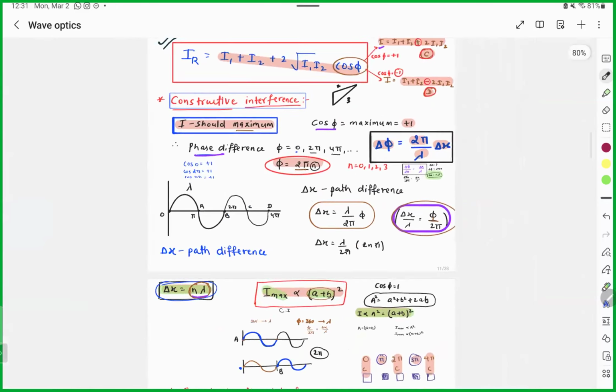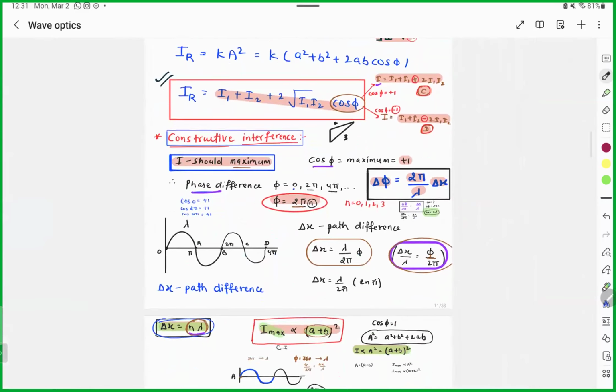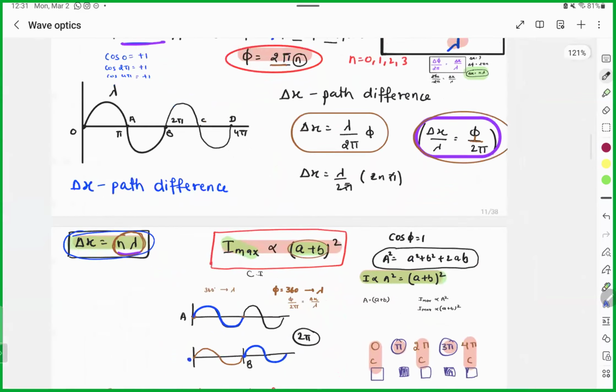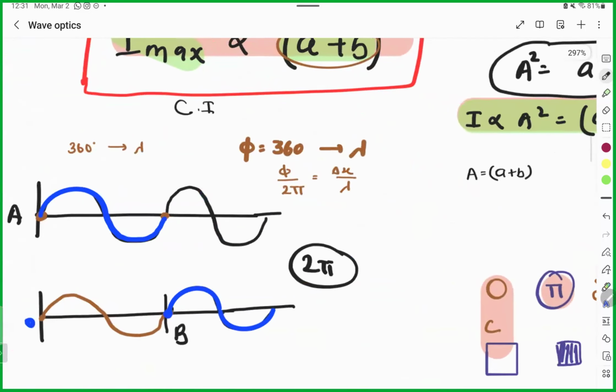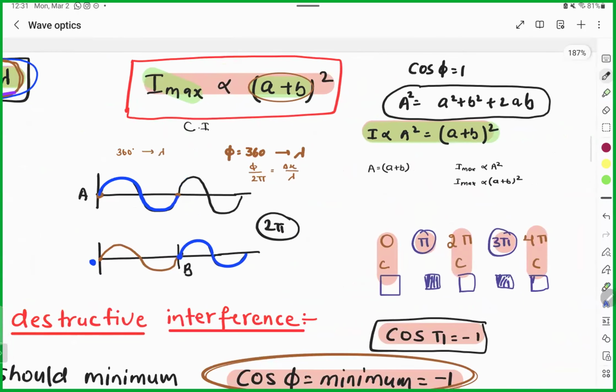Anybody have any doubt in this? No, sir. If you don't have doubt, we already discussed this: two waves of the same nature will be added, and you will see constructive interference at 0 degree angle, 180 degree, 360 degree angle, and then 2 pi difference. Every time a 2 pi difference, constructive interference means maximum intensity of light.